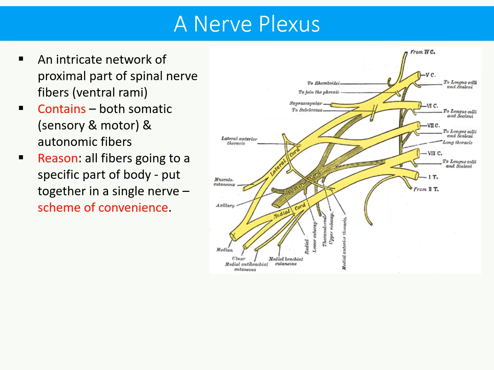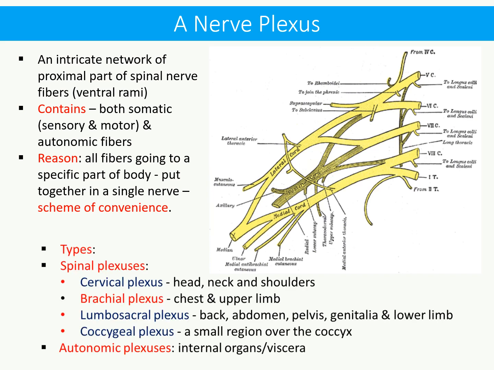A nerve plexus is an intricate network of proximal part of spinal nerve fibers, which are actually the ventral rami of the spinal nerves. They contain both somatic and autonomic fibers. Why nature has provided nerve plexus is that all fibers going to a specific part of the body are put together in a single nerve.